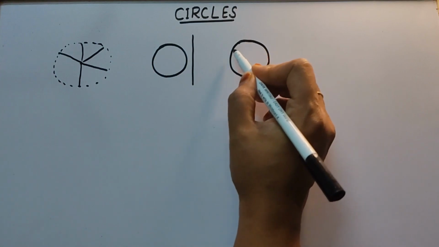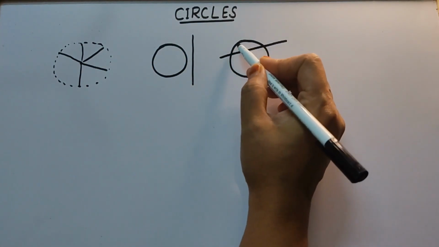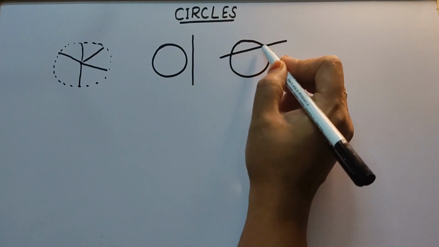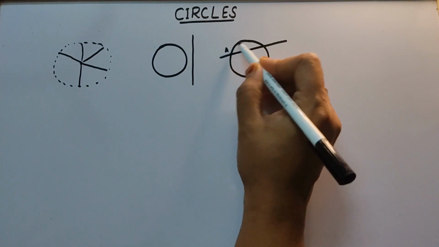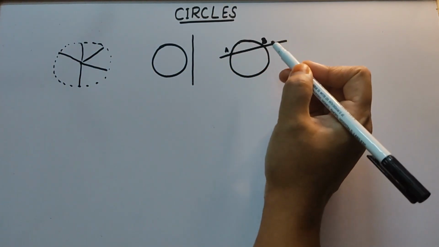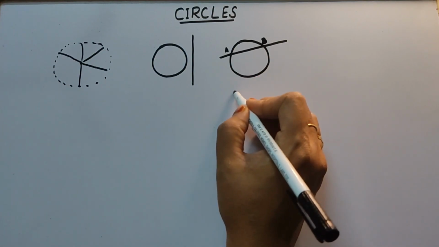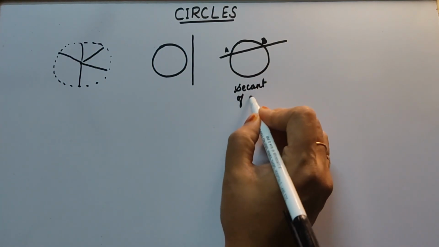Now similarly, this is a circle. Let me draw a line here. The circle and the line have two common points. These are the two common points, let me name them A and B. Two common points we have got, so we call this a secant of the circle.